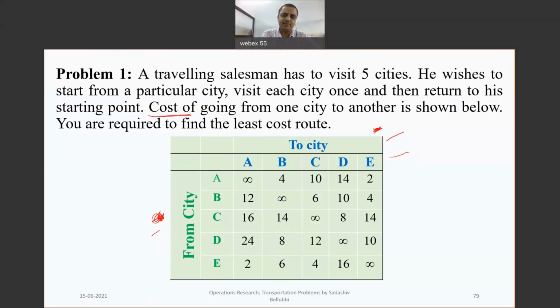And you can observe that in the given problem, the diagonal is infinite. Why is it infinite? Because the person cannot move from A to A or B to B, C to C. He cannot move from the same place to the same place again. So that is the infinite cost. It means it is a type of prohibited route. So A to A he cannot move, B to B, C to C, D to D, E to E he cannot move. Okay, now we need to write this matrix again.